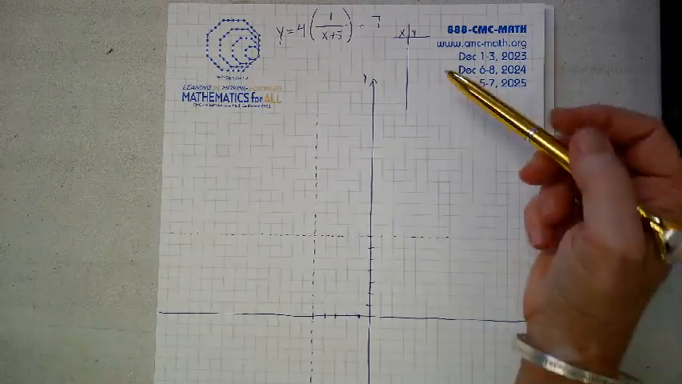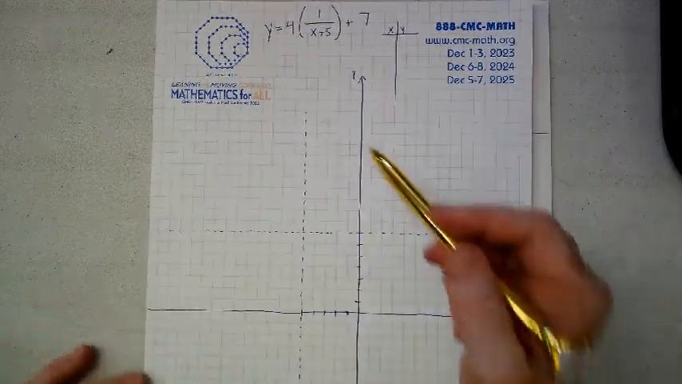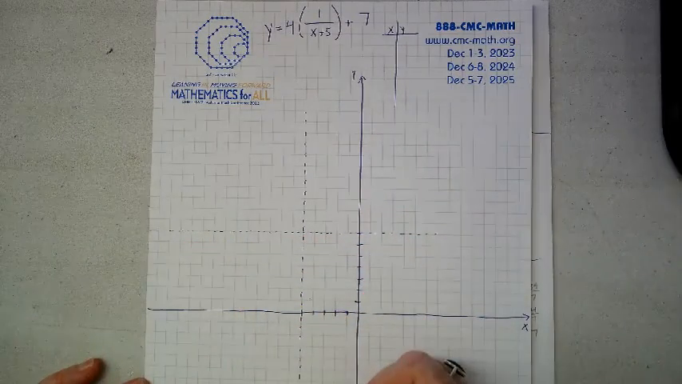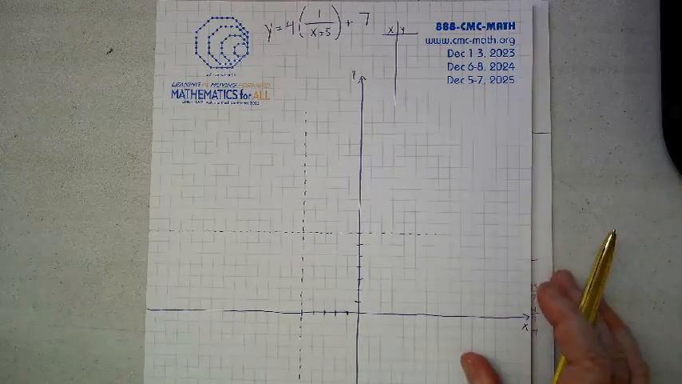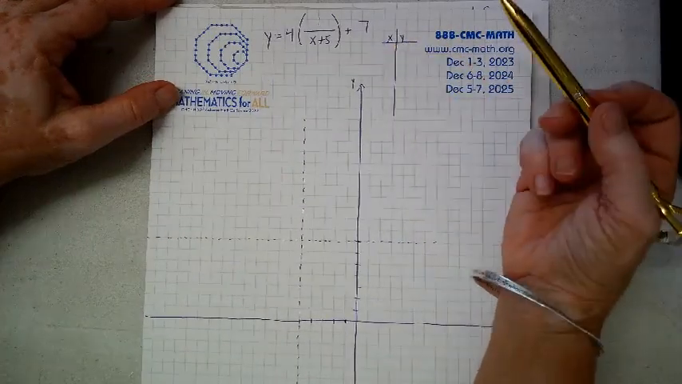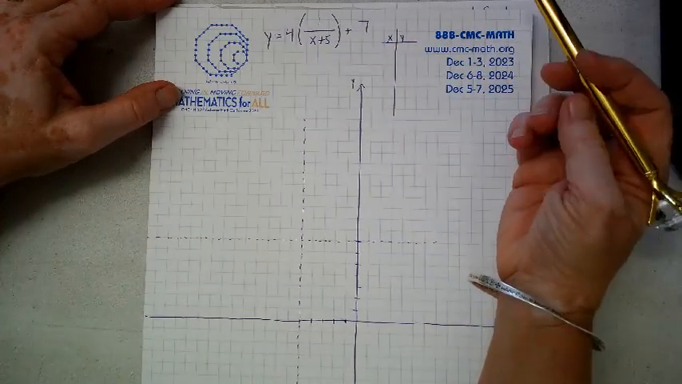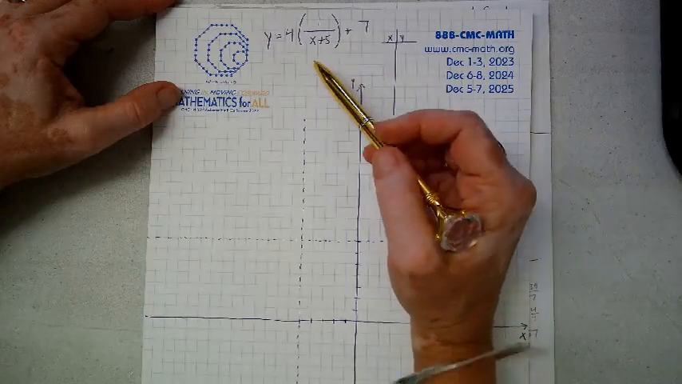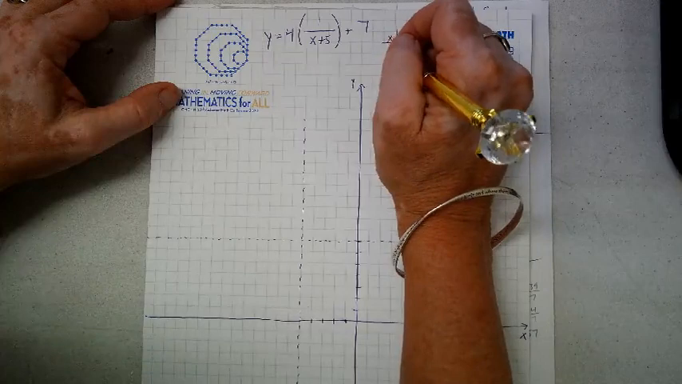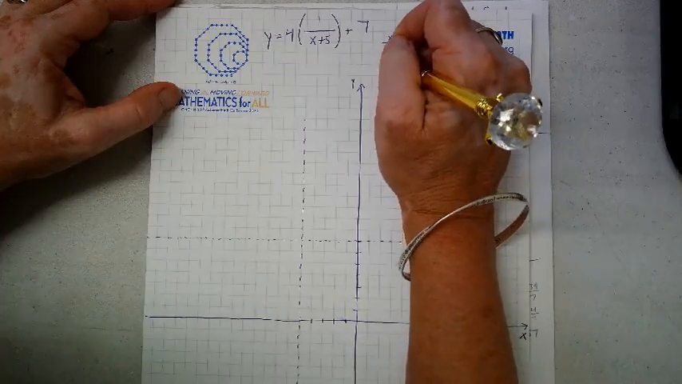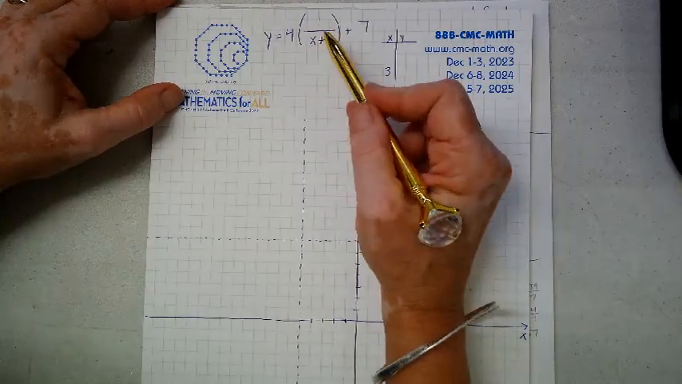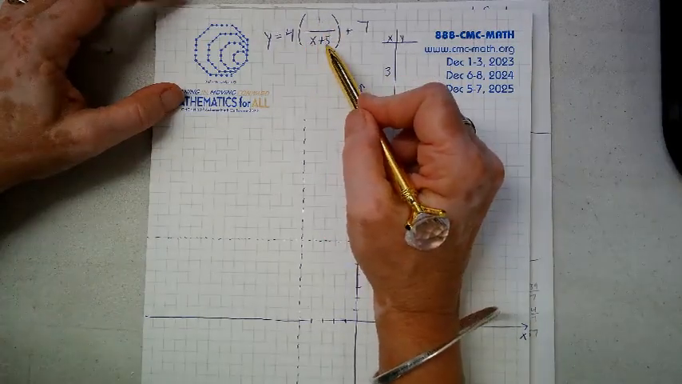So I know the parent function just goes like this and like this, but there's a stretch factor, so I'm going to have to put some points in. So I'm going to try to just plug some points in that I think might possibly be nice. I feel like a 3 would be nice to put in here. And why would I say such a thing? I think the 3 would be nice because that would go 1, and then 3 plus 5 is 8.